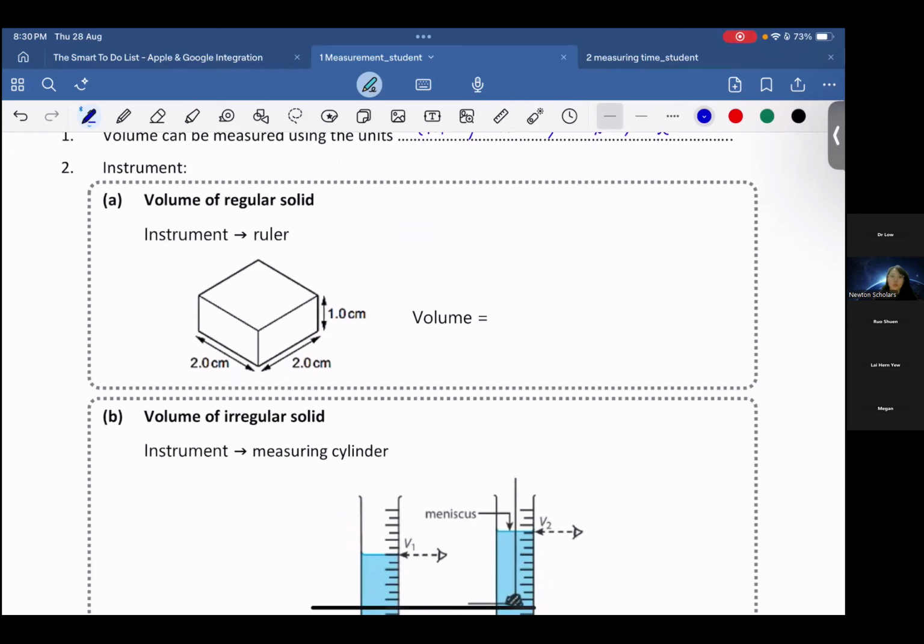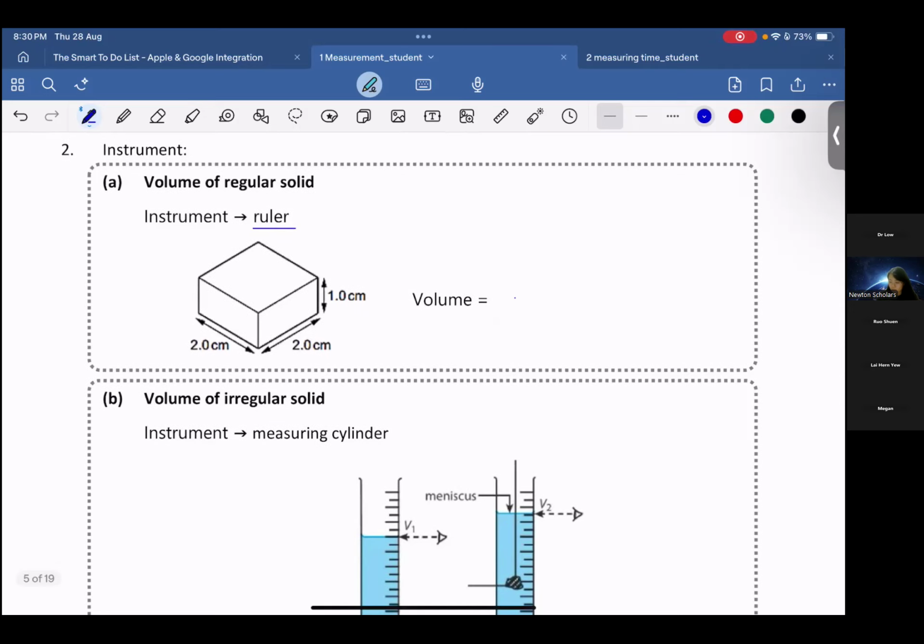So we have 2 cases. One case is if the object is a regular shape. If it is a regular shape, that one is easy because we have a formula. In mathematics, we learn formulas for volume. For the instrument, we use a ruler to measure the sides. For example, this rectangle here: volume is length times width times height. So here we can use 2.0 times 2.0 times 1.0, so we get 4.0.